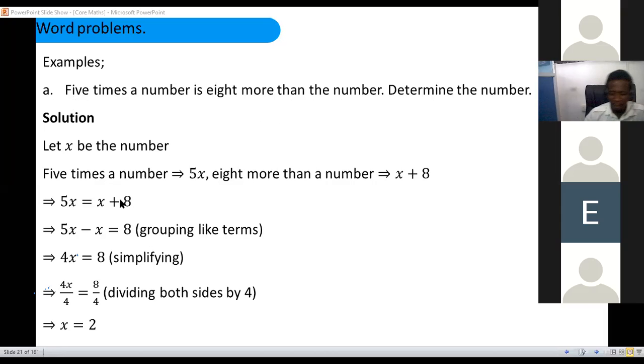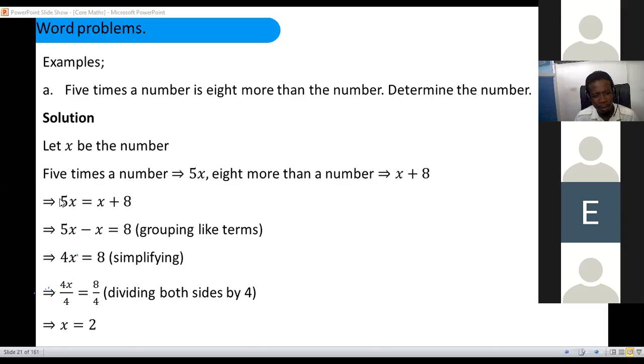So anytime you have a word problem, the most difficult aspect is stating that particular problem in a mathematical form, or in mathematical statement. Once you are able to state the problem in mathematical statement, then about 60 to 70% of your problem has been solved. So now 70% of our problem has been solved.